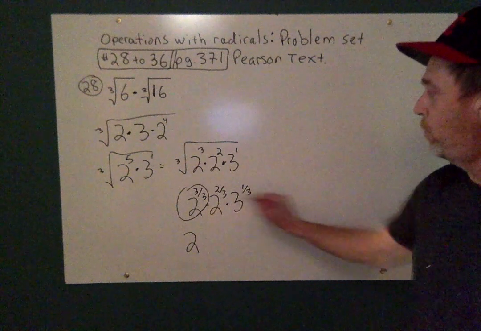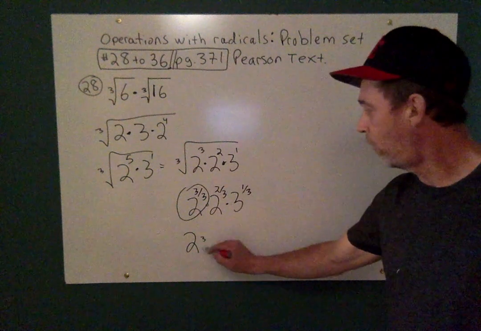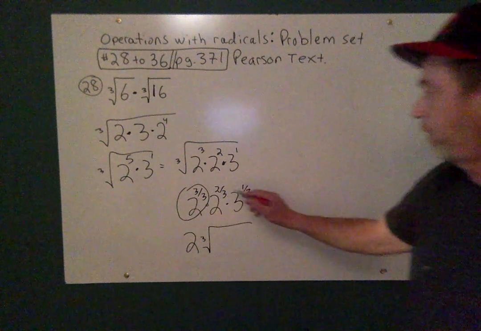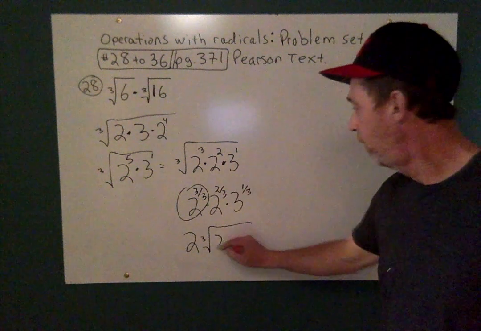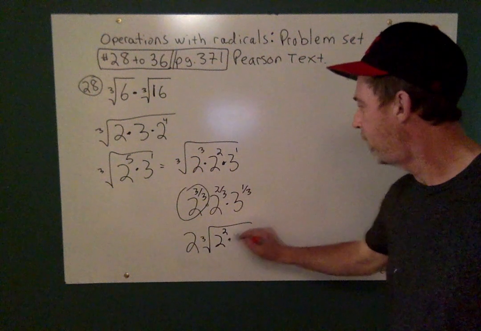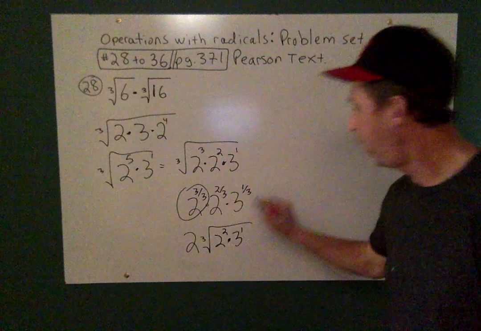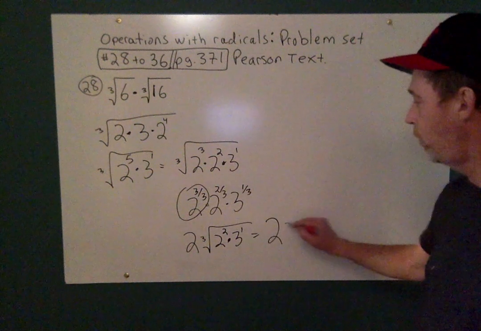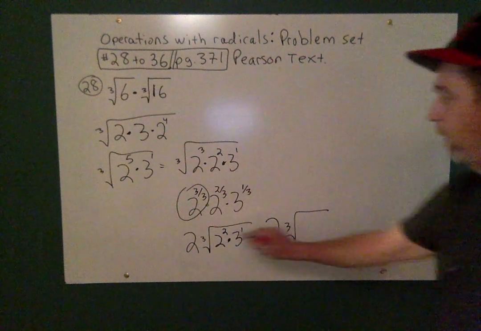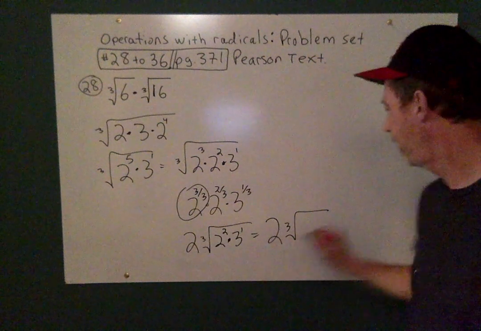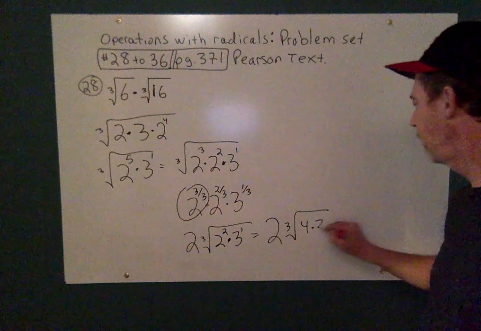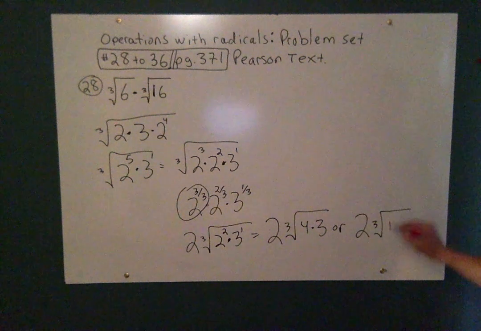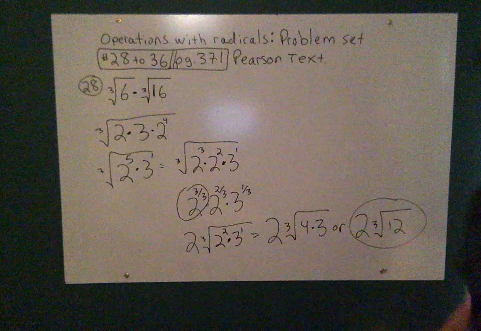I'm going to put these two back as a radical, as the numerator is smaller than the denominator, discussed in earlier videos. So that'll be 2 squared times 3 to the 1st, underneath, putting the 3 back outside. And of course, a final calculation will give you 2, the 3rd root of 4 times 3, or 2, the 3rd root of 12.